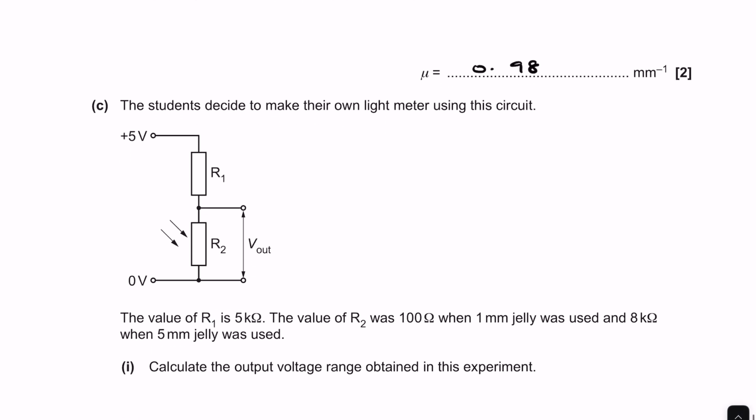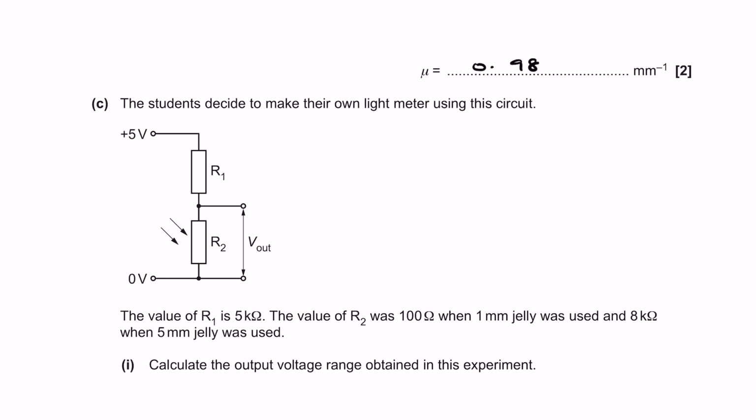Okay. Part C, we have the students decide to make their own light meter using this circuit. The value of R1 is 5 kilo ohms, and the value of R2 is 100 ohms when 1 millimeter jelly is used, and 8 kilo ohms when 5 millimeters jelly was used. Calculate the output voltage range obtained in this experiment. Okay, so we have to work out what would be the output using 100 ohms, and using 8 kilo ohms. That's a massive difference there.